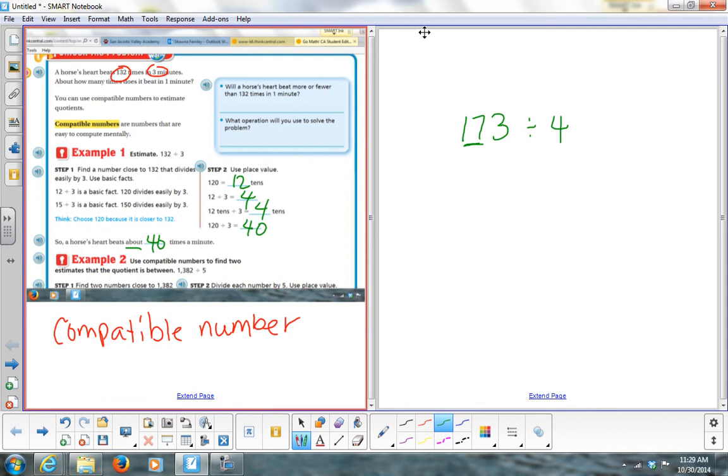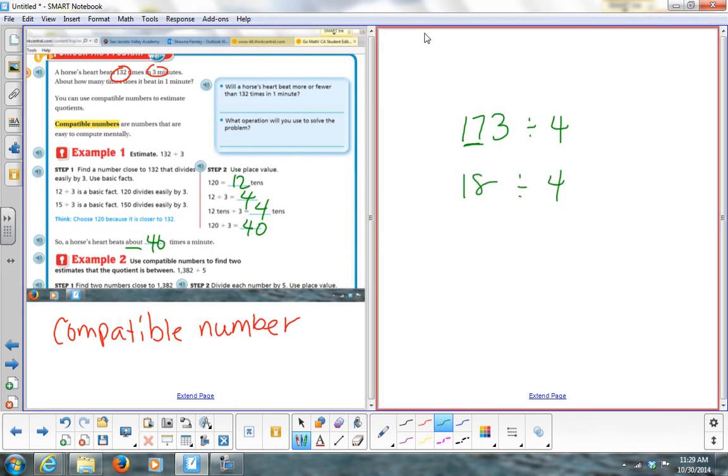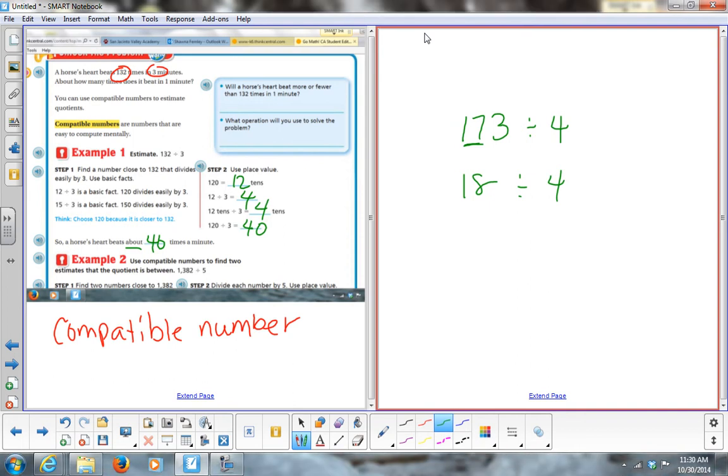You want to go up? What's the next number? 18. Can you do 18 divided by 4? Yes, no, yes or no? What times 4 equals 18? Nothing. Okay, so please don't argue with something unless you're sure, right? Let's keep going. 19. Can we go 19 divided by 4? No. How about 20? Can we go 20? Yeah.